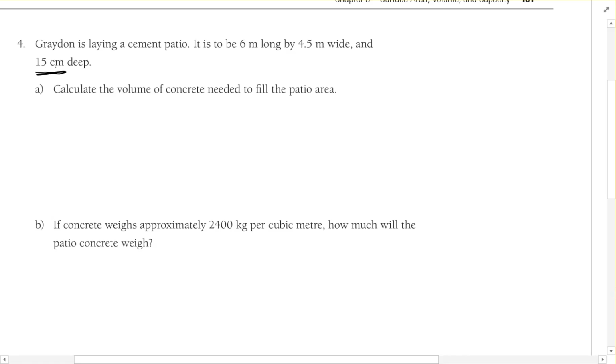So this is in centimeters. These two are in meters. What I would do is change it into meters instead of centimeters. And the only reason why is because in part B, it asks for something per cubic meter. So it'll be easier if we change this into meters.